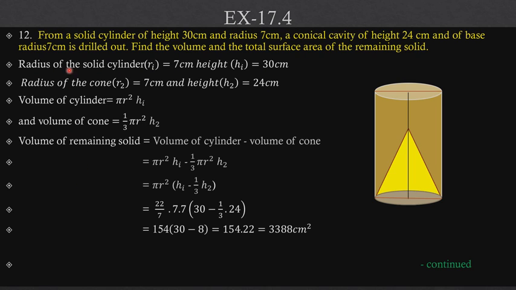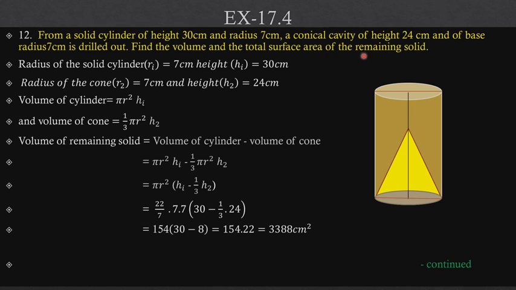Next question. From a solid cylinder of height 30 cm and radius 7 cm, a conical cavity of height 24 cm and base of 7 cm is drilled out. Find the volume and the total surface area of the remaining solid. Now this is a cylinder which has a height of 30 cm and radius 7 cm. Now they have carved out a cone which is of height 24 cm and radius 7 cm. That means this much portion has been taken out. So we need to find out the volume and the total surface area of the remaining solid.